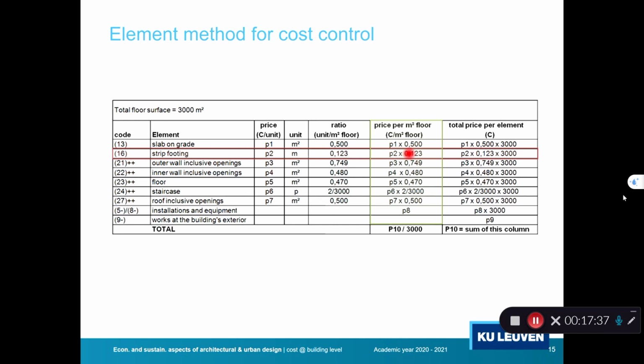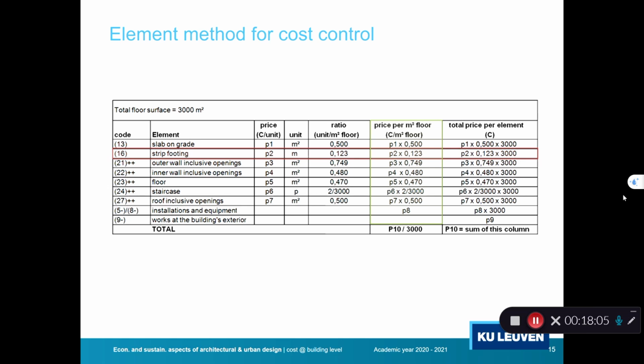If I want to know the full or the overall cost of the strip footing at building level, I need to multiply this number with the total square meters of floor, which is indicated here. So I have 3,000 square meters of floor. So if I multiply this cost per square meter floor by 3,000, I get the full cost of that element at building level.